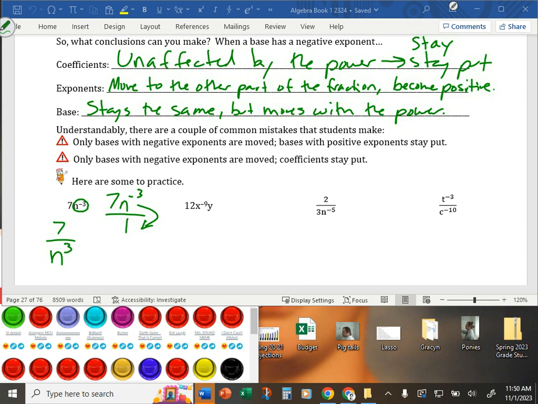X. No, Y. No, it's X. It's x, right? The y's got a power of a positive 1. It's not written, but it's there. That negative 9 only applies to the x, which means only the x gets moved. So our 12 and our y are still in the numerator. X to the positive 9th is now in the denominator.